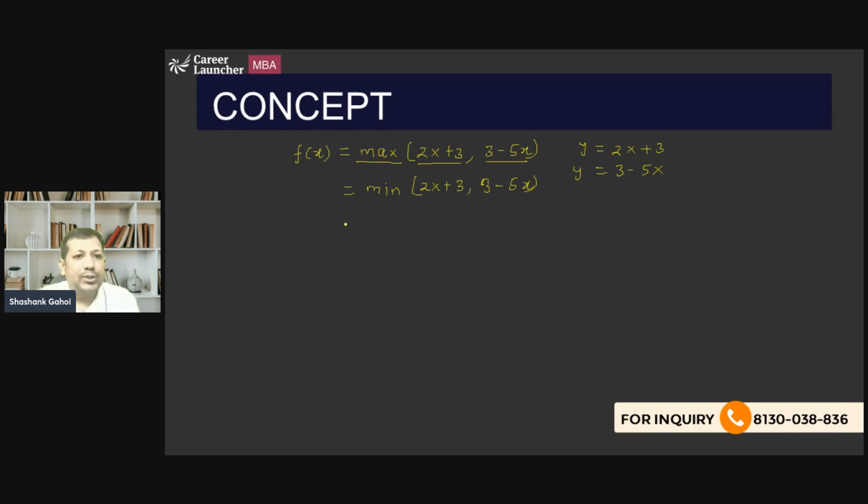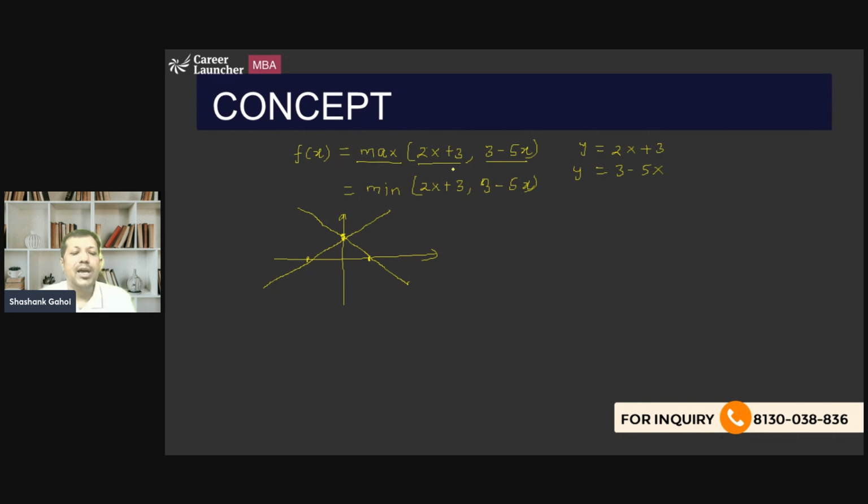So let's see. First of all, try to make a graph. So y is equal to 2x plus 3, that's what I'm trying to draw. If x is 0, y is going to be 3. If y is 0, then x is going to be minus 3 by 2. So I am going to have this line as this. Now for the second, if x is 0, then y is going to be 3. If y is 0, then x is going to be 3 upon 5. So that is going to lie somewhere here, and this is going to be my second line.